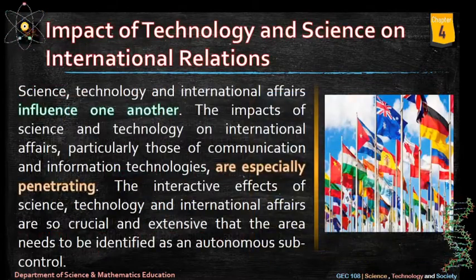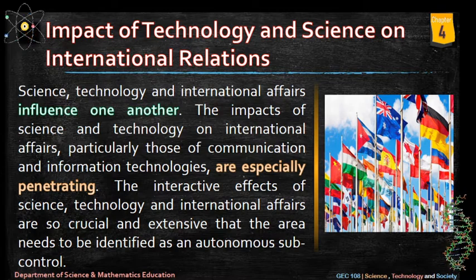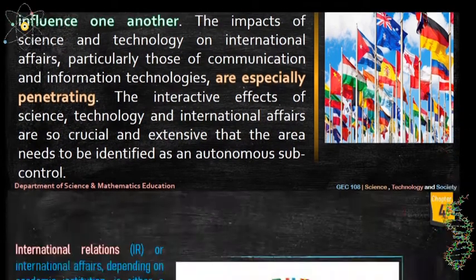Impact of technology and science on international relations. Science, technology and international affairs influence one another. The impacts of science and technology on international affairs, particularly those of communication and information technologies, are especially penetrating. The interactive effects of science, technology and international affairs are so crucial and extensive that the area needs to be identified as an autonomous sub-discipline.